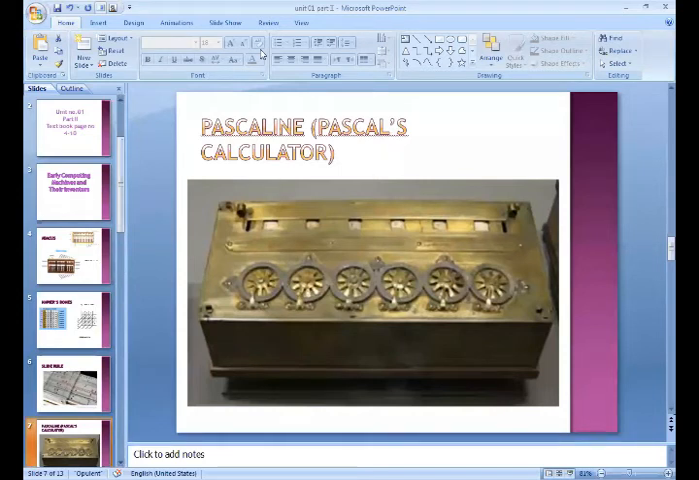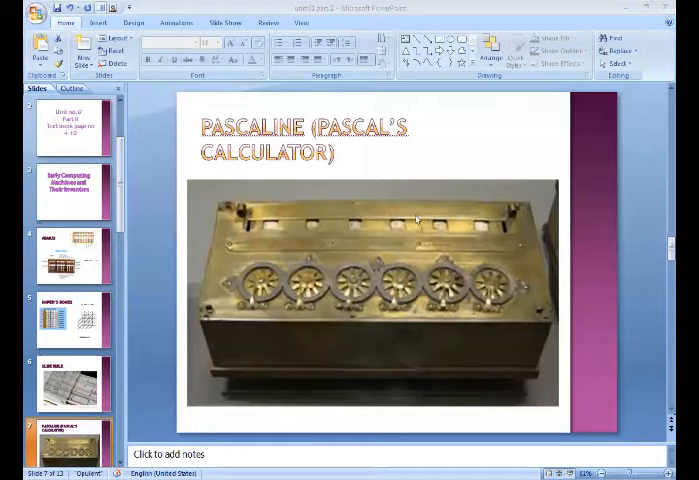As one dial completes one revolution, it moves the next dial, which represents the tens column, one place. When the 10 dial moves one revolution, the dial representing the 100s place moves one notch, and so on. The Pascal device could only add and subtract, while multiplication and division operations were implemented by a series of additions or subtractions.